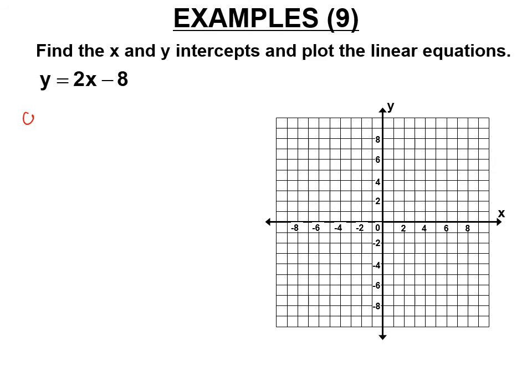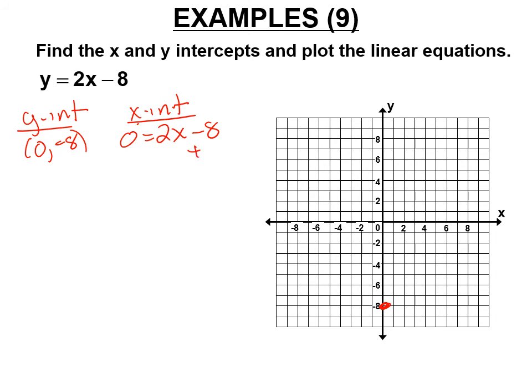So y-intercept, that's slope-intercept. So I'm not going to do any work. I'm going to just plot 0, -8. Now, if you do the work, it will work out. For the x-intercept, I make y equal to 0. Solve the equation. So 4, 0 is the x-intercept.